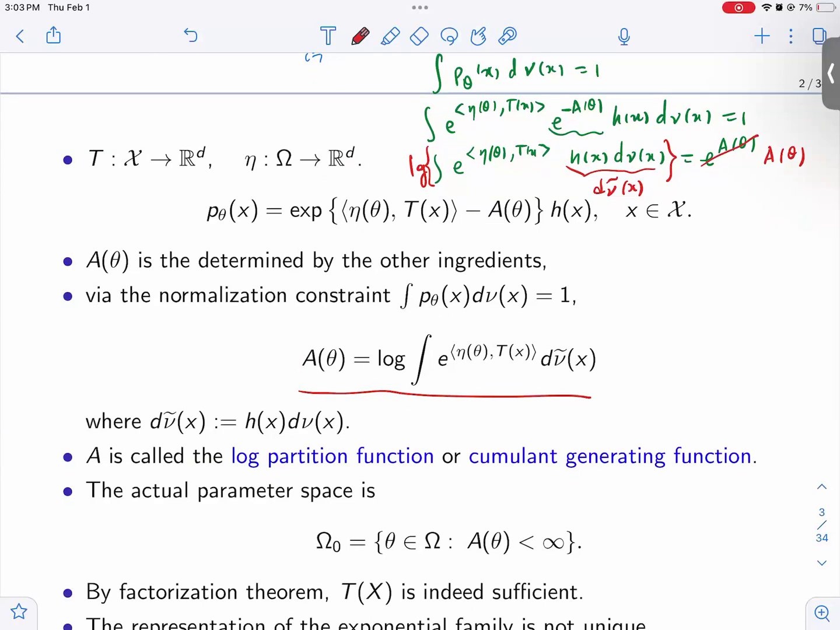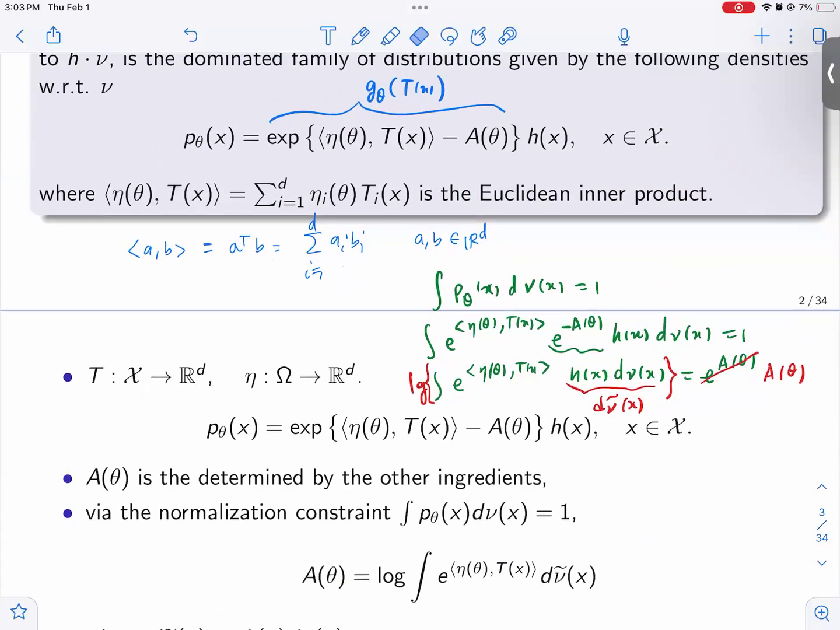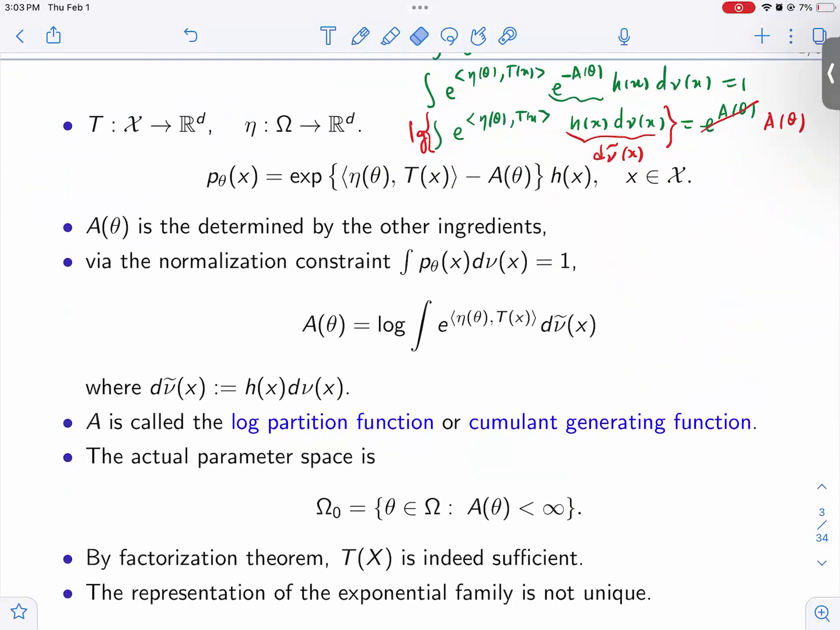So this is called the log partition function. At least the log is clear why it's called log partition function, because this is related to statistical physics. So you can think of these as Gibbs distributions, etc. But log partition function, or a statistician might call it the cumulant generating function, because derivatives are cumulants. We'll talk about that later. Cumulants are similar to moments, like relatives of moments.